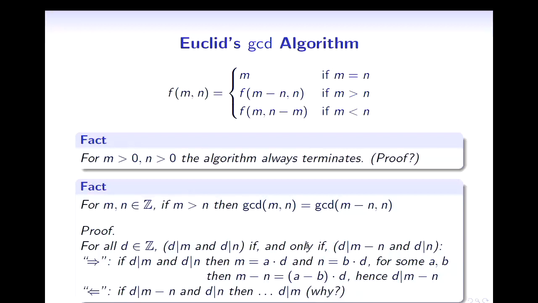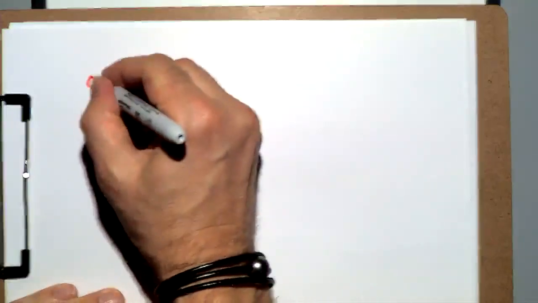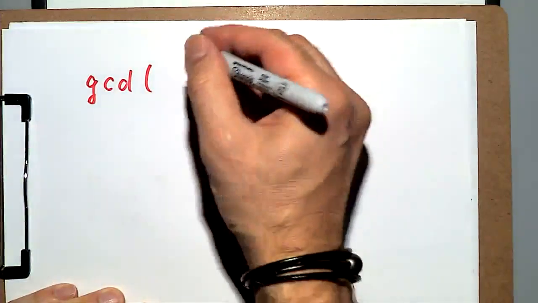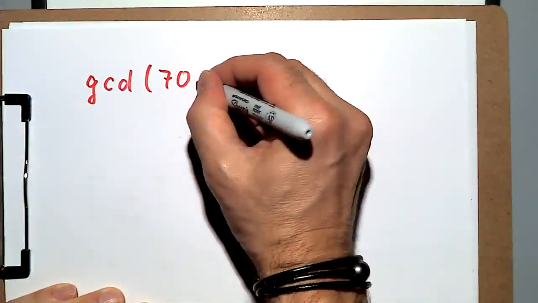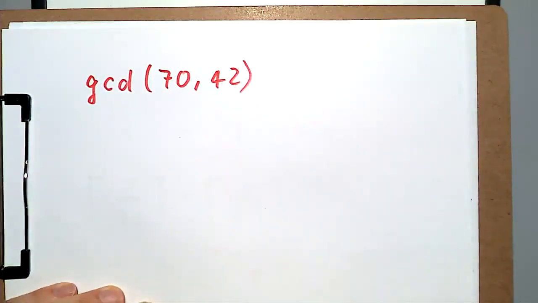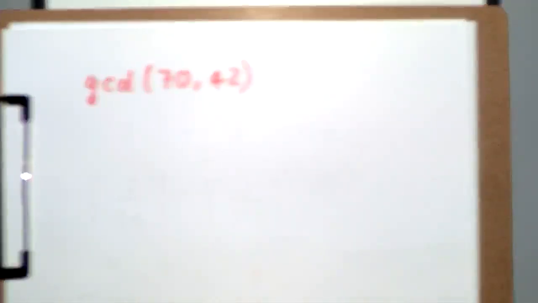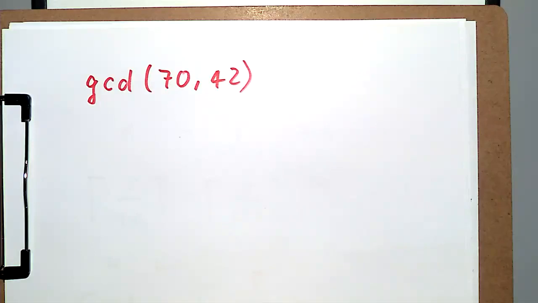Now, let's first of all have a look at how this algorithm works, with only one example, just to get an idea of how and why this algorithm computes the greatest common divisor of two numbers. Let's say we take the greatest common divisor of, say, 70 and 42. Might actually be good numbers. What should be the result? What's the greatest common divisor of 70 and 42?